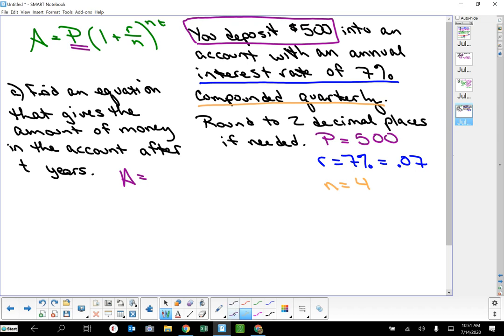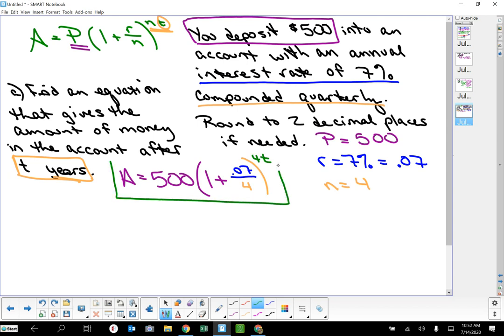So P is 500, P is principal. Then we have our parenthesis. The 1 is not going to change. R over N. Well, we have those right over here. R is 0.07 over N is 4. I'll color code these. And then we have raised to the NT power. Well, T is going to be a variable because we don't know. We're told in the problem we're looking for something after T years. And N is 4, so we want a 4T up there. And this is the answer to that question.